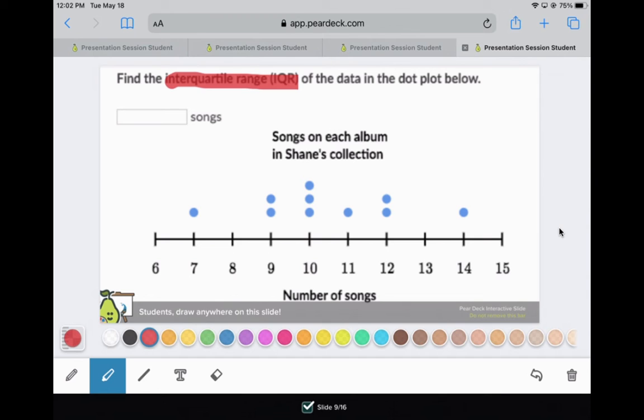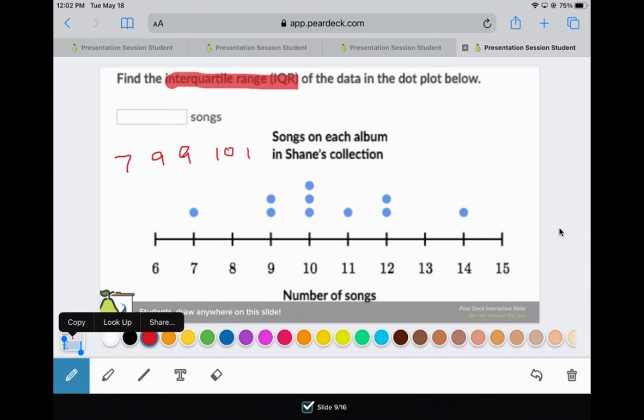So here's the example. I'm going to start by rewriting this. I have 2 number 9s. I have 3 number 10s. I have 1 number 11, 2 number 12s, and 1 number 14. So that's how I rewrite my data. Each dot represents that number. So 2, 4, 6, 8, 10. So I have 10 numbers, right?